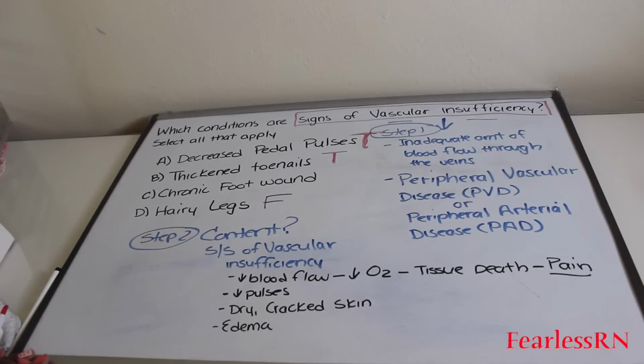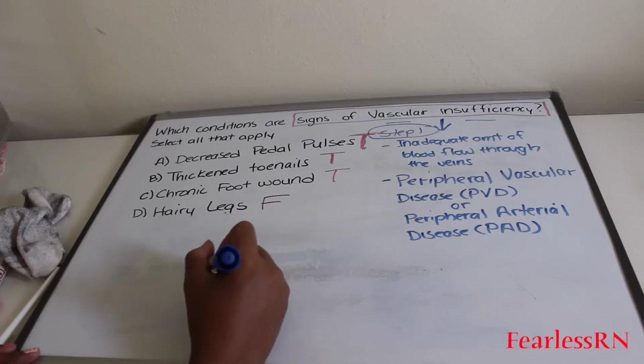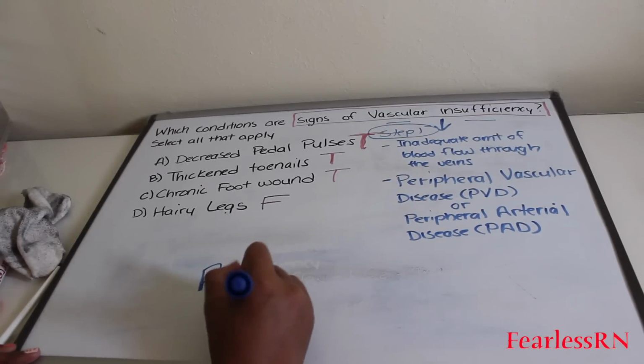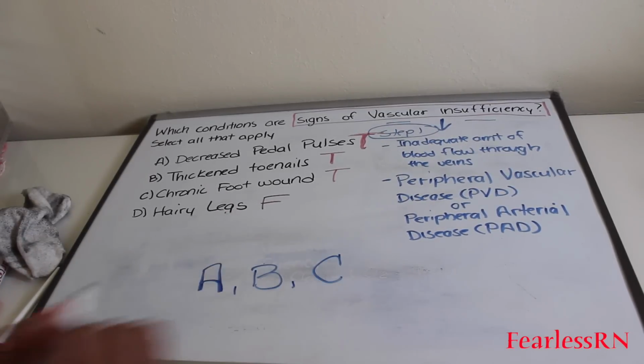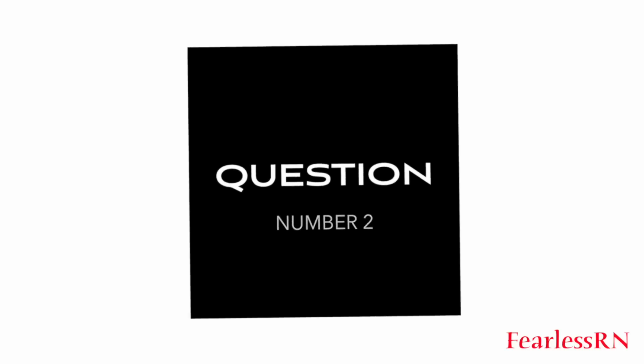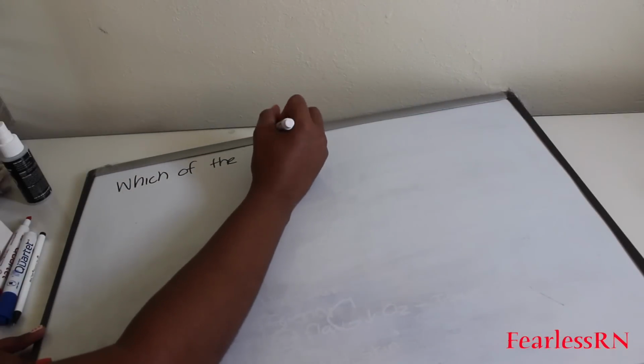Is that true or false? Say that is true because there is a lack of blood flow, lack of oxygenation equals tissue death. There's no way for the cells to regenerate and help heal up foot wounds. So it will lead to chronic foot wounds. So the correct answer will be A, B, and C. Alright, so we're going to do one more question.